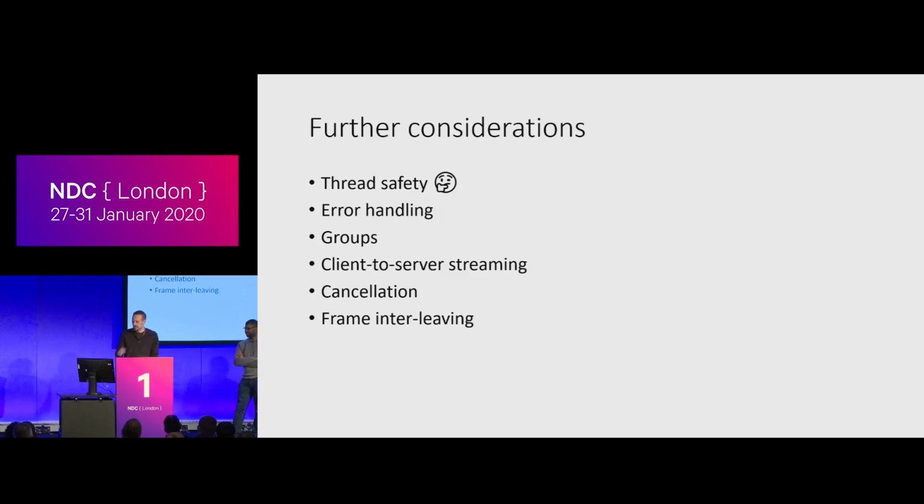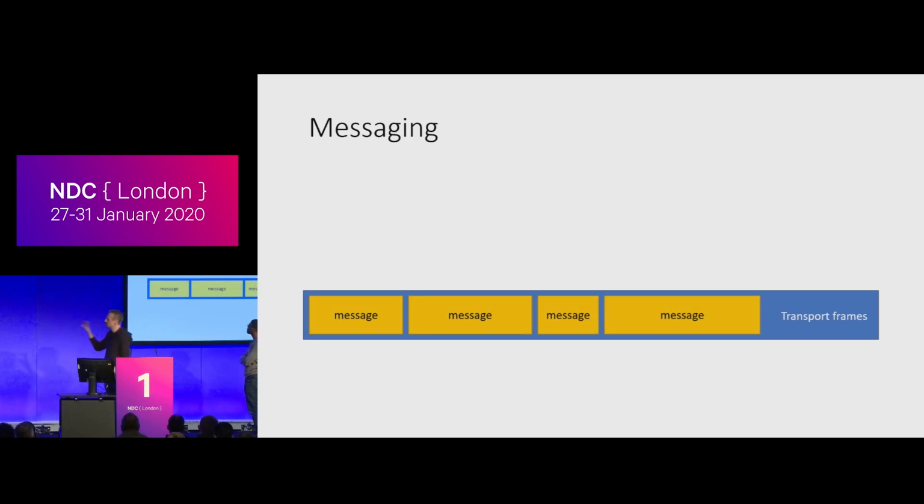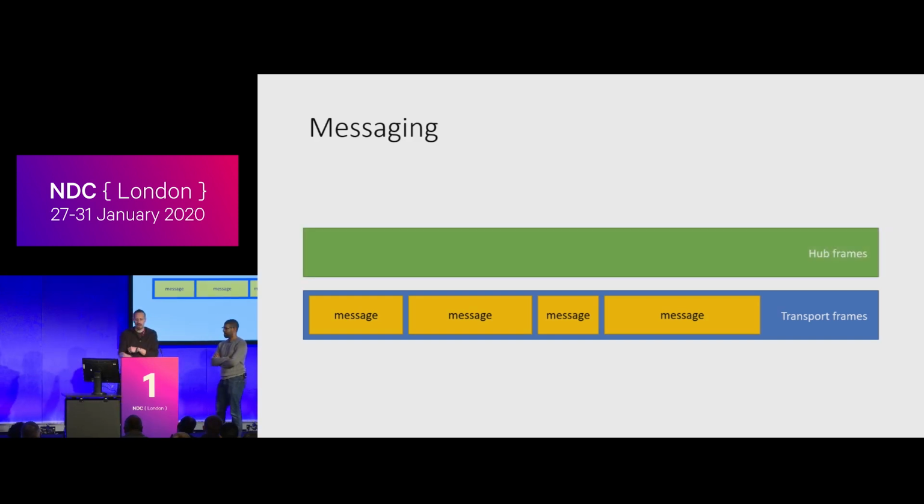And then there's frame interleaving. What does that mean? If we think about the two layers going on here, we've got our transport frames, which in this case were WebSockets. Each of these orange boxes is a WebSocket frame or message, and they can be of different sizes. This is per transport; they all define how they send their messages according to their spec. Then on top of that we have the hub messages, or hub frames, from the hub protocol, and they don't necessarily align with the transport frames.